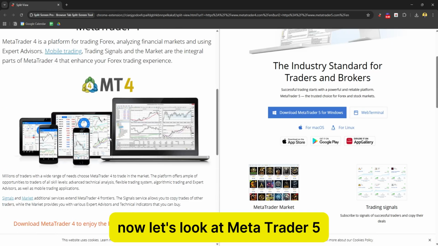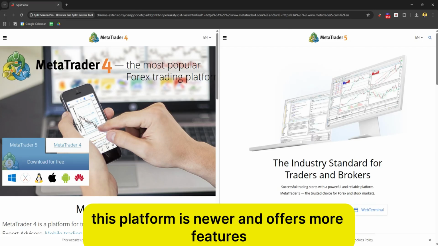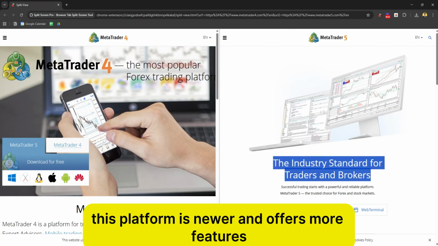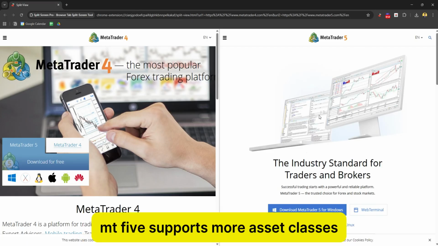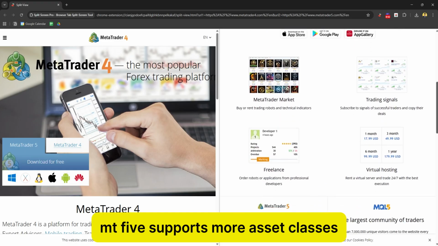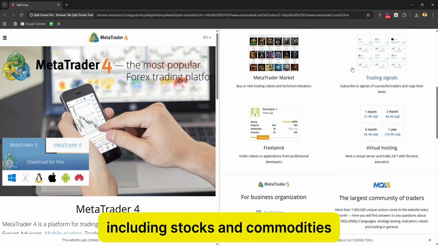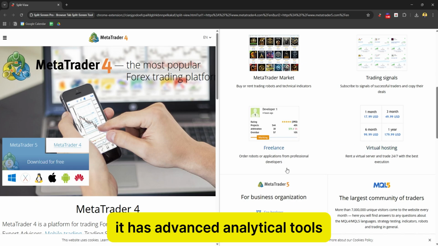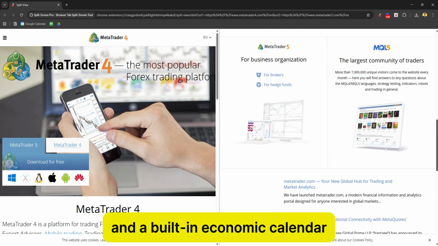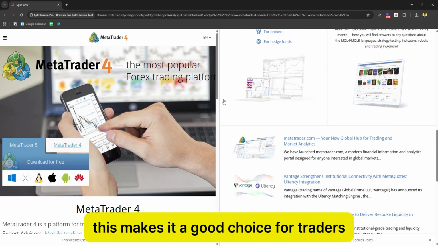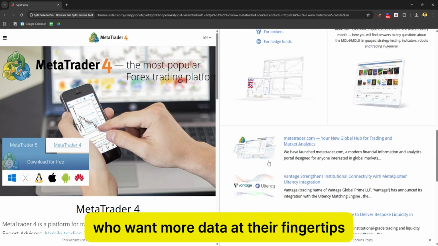Now, let's look at MetaTrader 5. This platform is newer and offers more features. MT5 supports more asset classes, including stocks and commodities. It has advanced analytical tools and a built-in economic calendar. This makes it a good choice for traders who want more data at their fingertips.